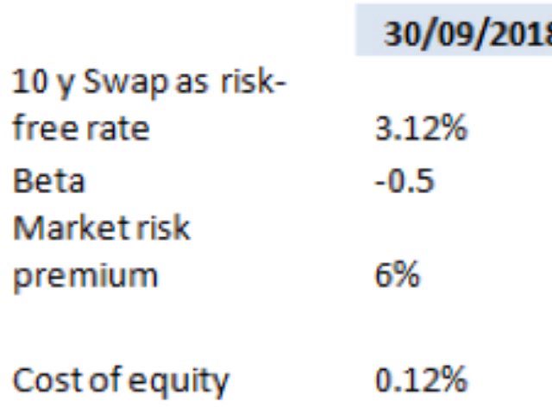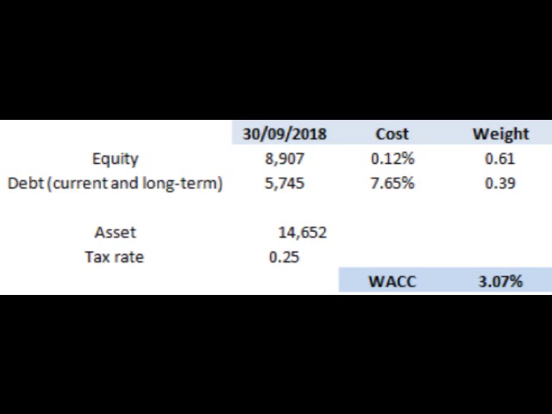To calculate the cost of equity, we use the capital asset pricing model, according to which the cost of equity is calculated as follows. Cost of equity equals risk-free rate plus beta multiplied by market rate of return minus the risk-free rate. A table on our website shows the calculation for the cost of equity as at September 30, 2018.